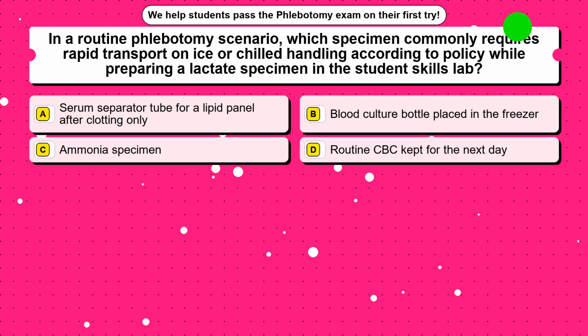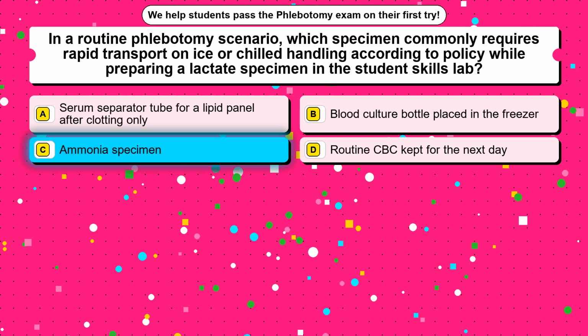Question 40. In a routine phlebotomy scenario, which specimen commonly requires rapid transport on ice or chilled handling according to policy while preparing a lactate specimen in the student skills lab? Option A. Serum separator tube for a lipid panel after clotting only. Option B. Blood culture bottle placed in the freezer. Option C. Ammonia specimen. Option D. Routine CBC kept for the next day.